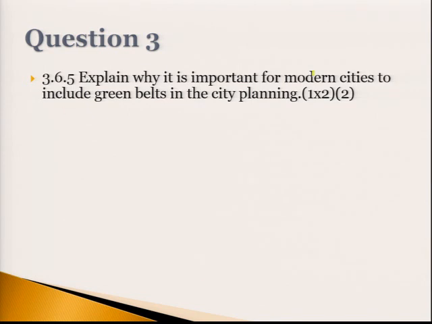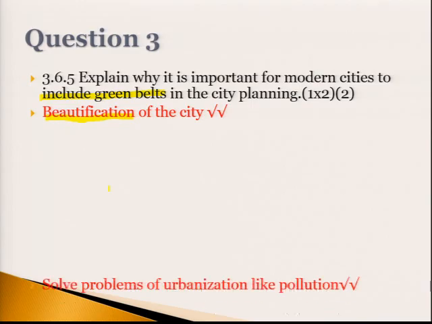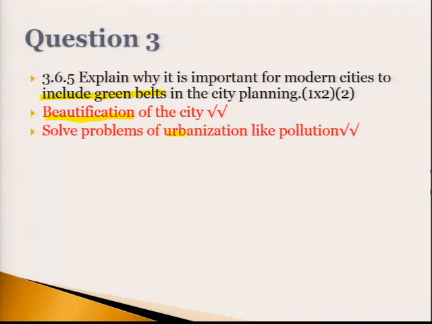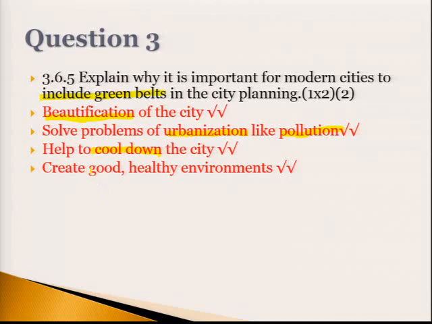Explain why is it important for modern cities to include the green belt in their planning. They make the area beautiful. They solve problems of urbanization. If there's no vegetation, then everyone will move as he wishes. Also, they solve a problem of pollution. They help to cool down the city. Very true. Absorb carbon dioxide and give out oxygen. They create good and healthy environments when you move around them. You take any one, colleagues, there, it's a 2-mark question. It will give us 2 marks.